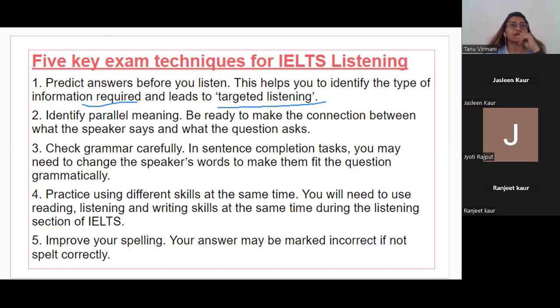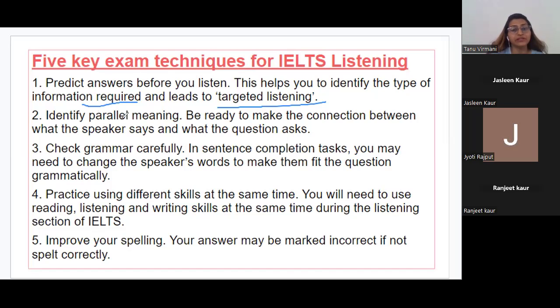Now, suppose the question asks, who were the two people who went out to the market? So, two people. You need to name those two people. When did Queen Victoria die? So, the question says when. When means the time period you have to look for. So, once you start listening to your audio, your focus will be on the when part, the time period, right? So, always predict your answer before you start listening.